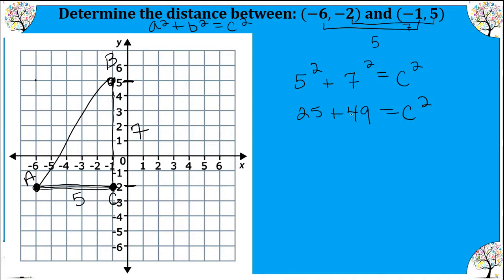We combine 25 plus 49. We undo the squaring by taking the square root. And c is going to be about, I'm going to take our calculator, about 8.6. So our hypotenuse, AB, is about 8.6 units.